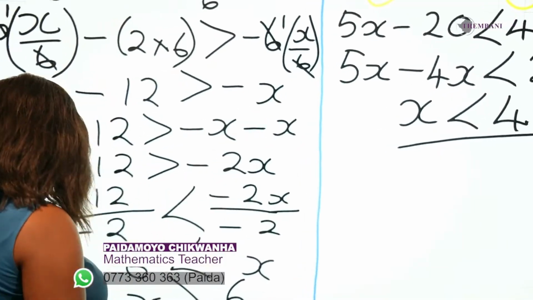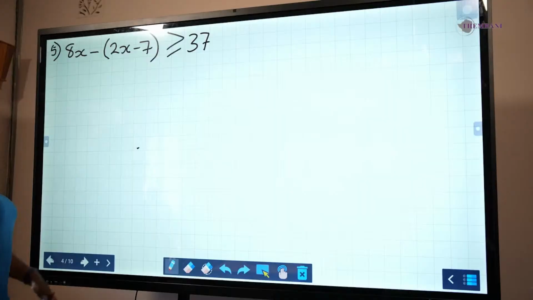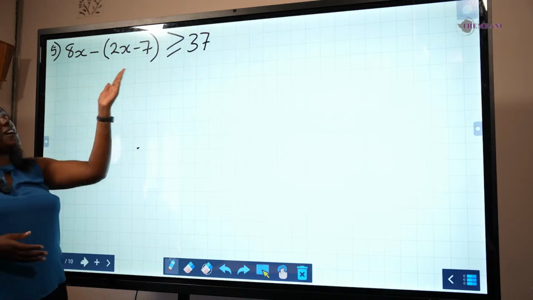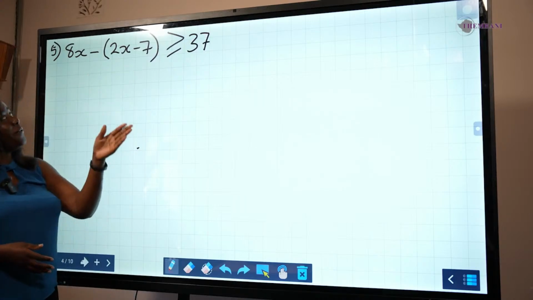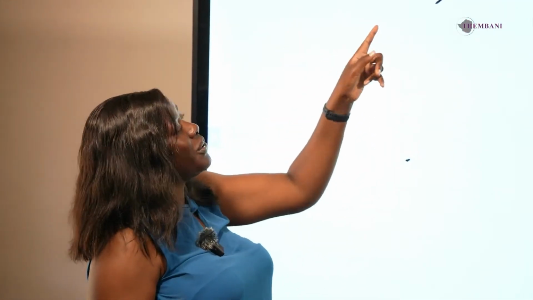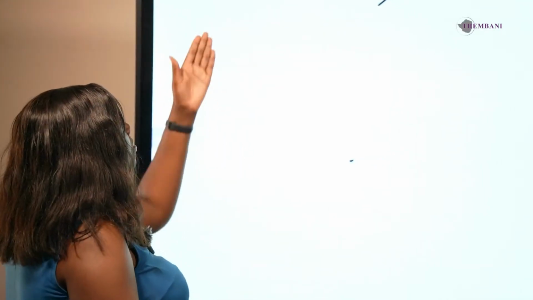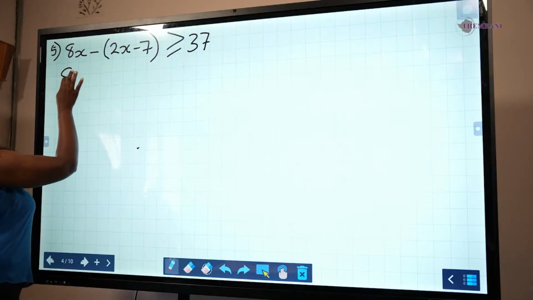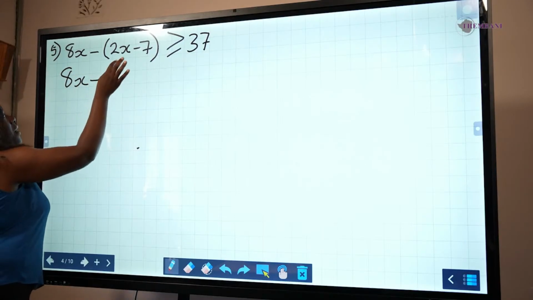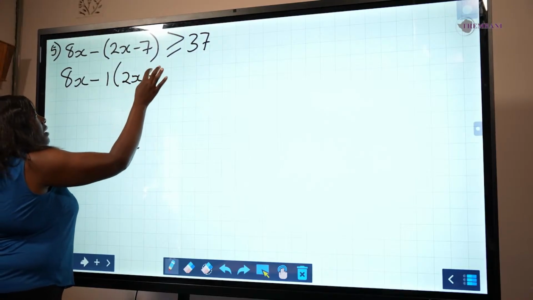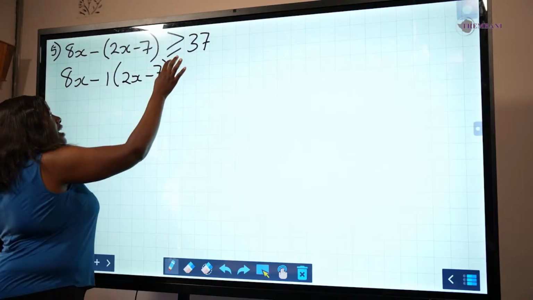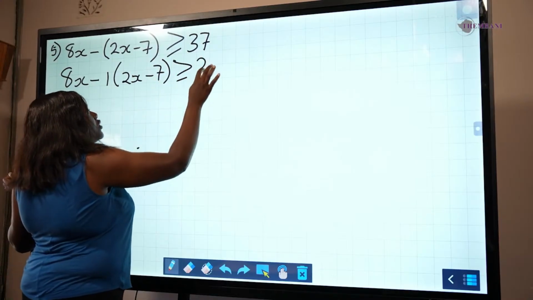I'm moving on to the next question that I also gave you as your homework. So in this question, it's interesting that many students make an error of forgetting that this negative is multiplying everything which is in that bracket. So if you see the negative and the bracket, remember that negative is multiplying everything which is in the bracket. So a trick or a way that you may remember how to multiply is to write it this way, where we have 8x and then we say -1 multiplying 2x minus 7, put the bracket, then this is greater than or equal to 37.